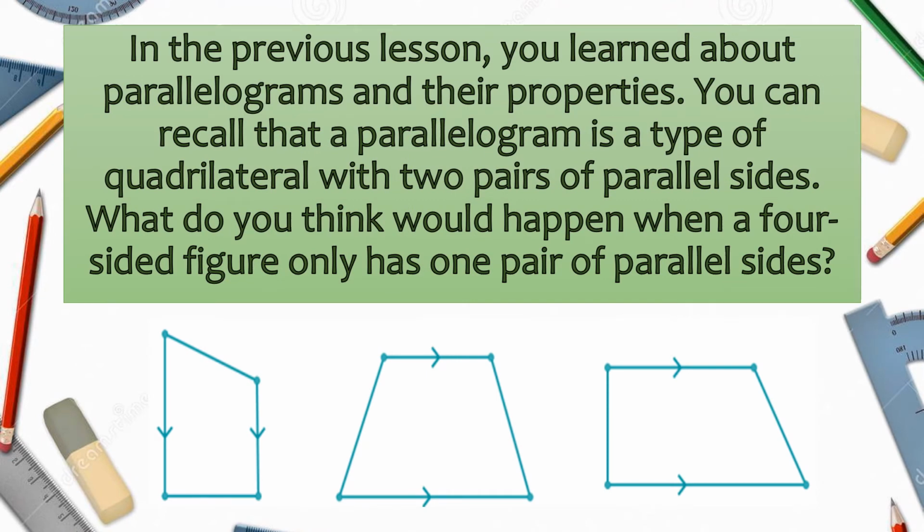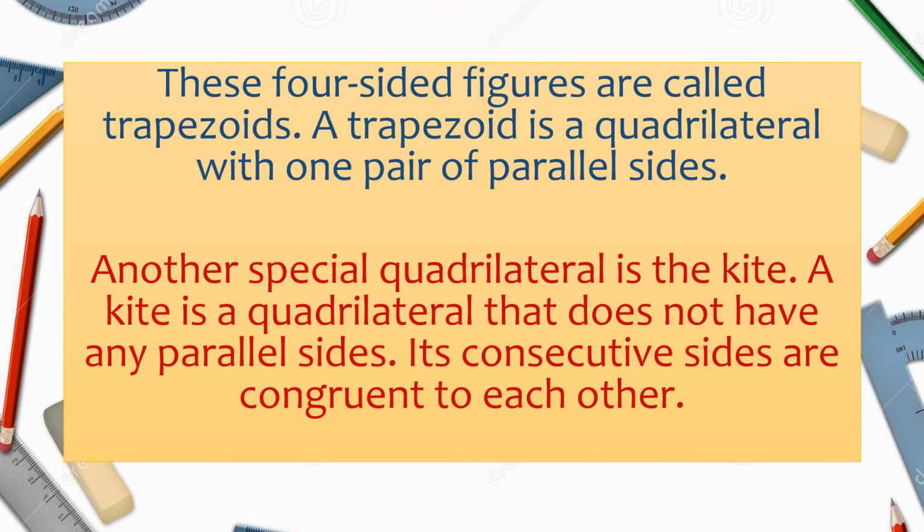In the previous lesson, you learned about parallelograms and their properties. You can recall that a parallelogram is a type of quadrilateral with 2 pairs of parallel sides. What do you think would happen when a 4-sided figure only has 1 pair of parallel sides? These 4-sided figures are called trapezoids. A trapezoid is a quadrilateral with 1 pair of parallel sides.